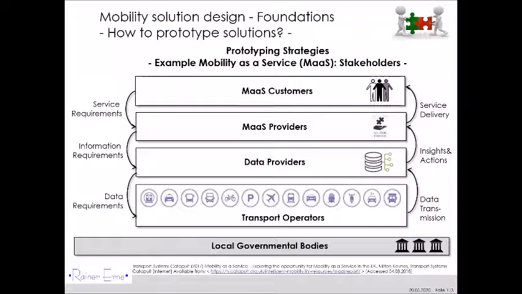So we have here 5 different stakeholders who provide different services, and in order to prototype them, you can make a vertical cut and also a horizontal cut. I will show you this.